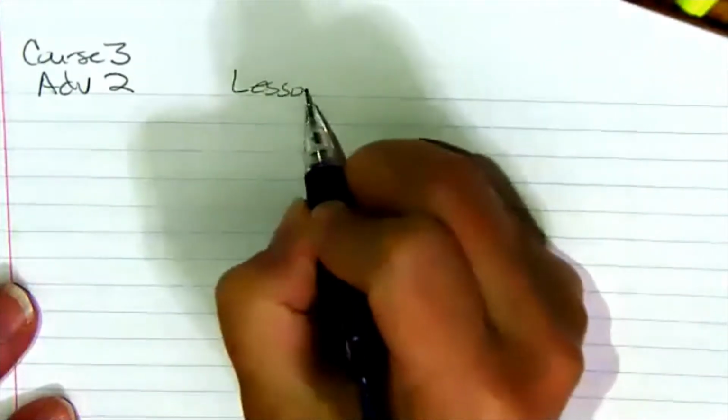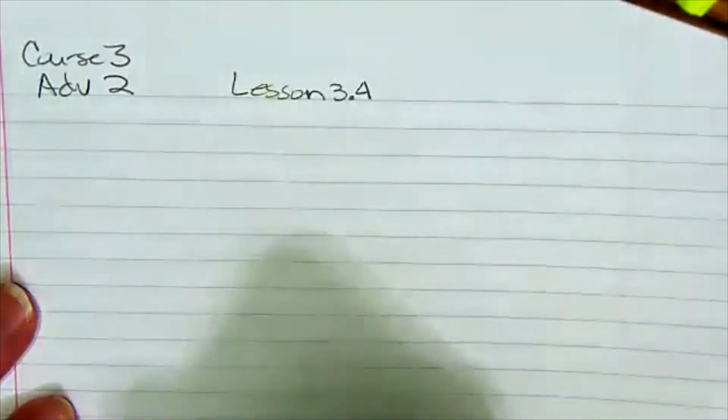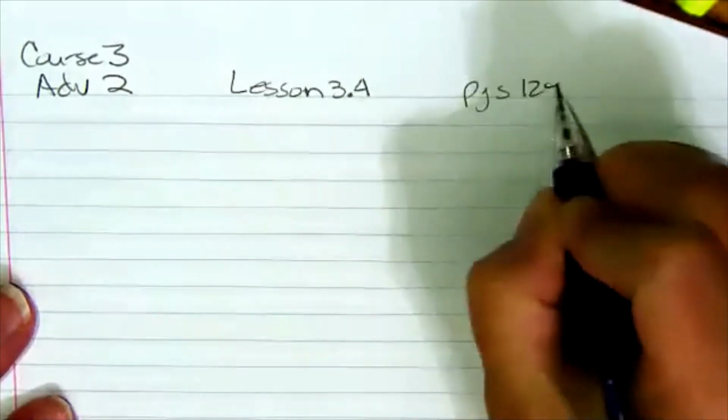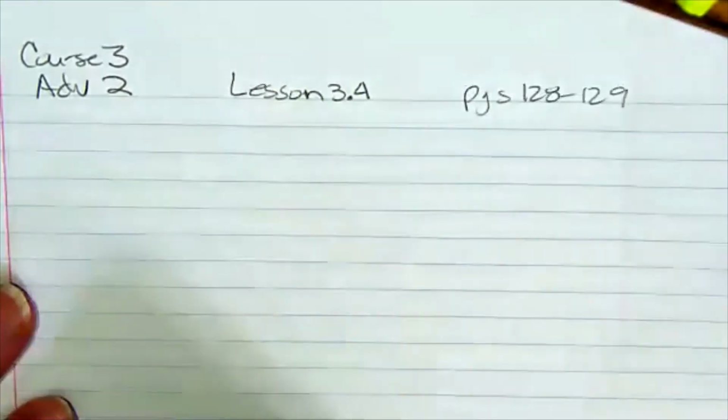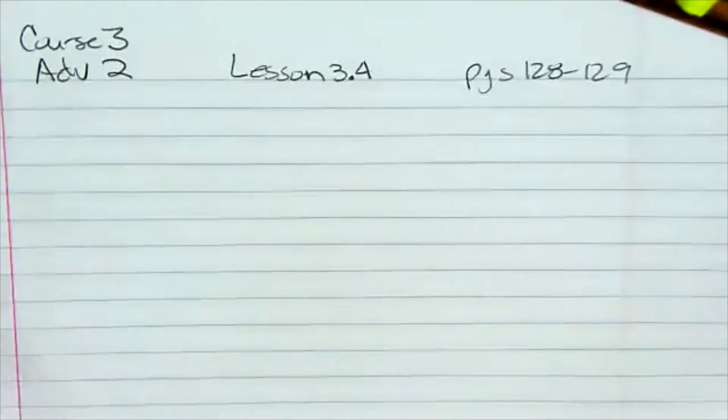Okay, if you are in Math 7, we are working from the Advanced 2 textbook. If you are in Math 8, we're working from the Course 3 textbook. We are doing lesson 3.4, similar triangles, and it can be found on pages 128 and 129. So we're going to be focusing on similar triangles.